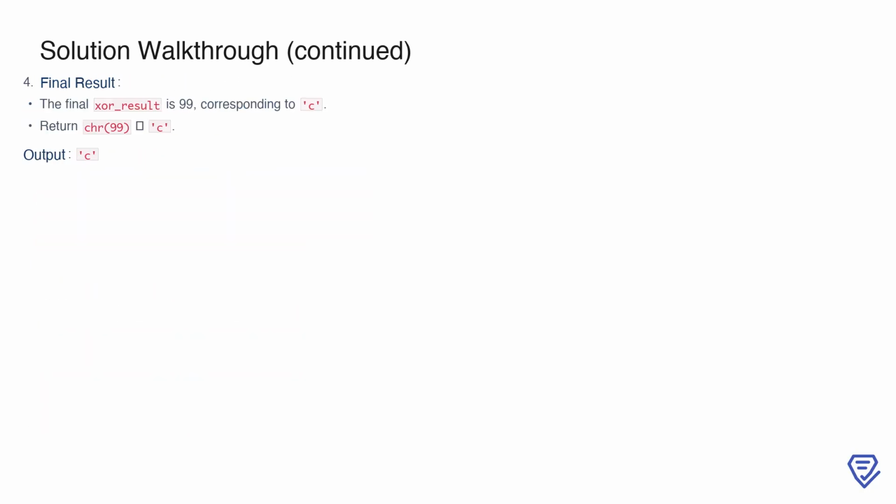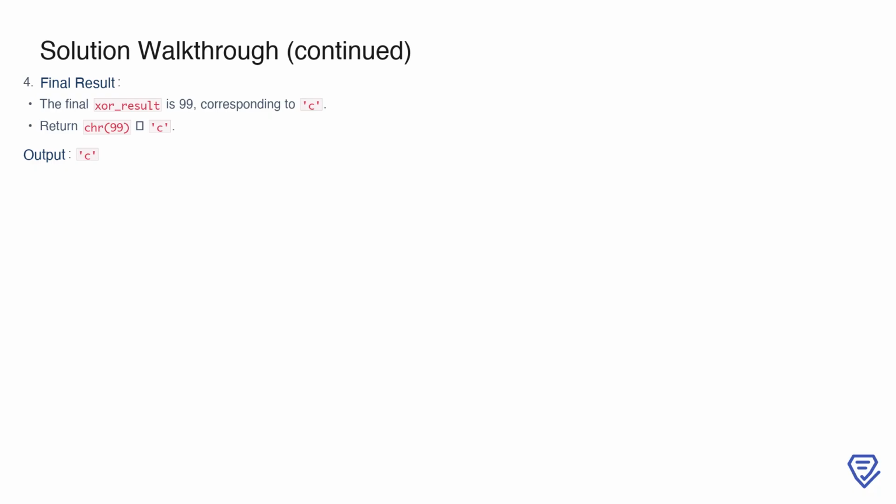Finally, with an XOR_result value of 99, we know this corresponds to the ASCII value of the extra character in T. Using the chr function, we convert 99 back to the character C. This character is the one that is present in T but not in S, which makes it our result. By returning C, we successfully solved the problem for this input.